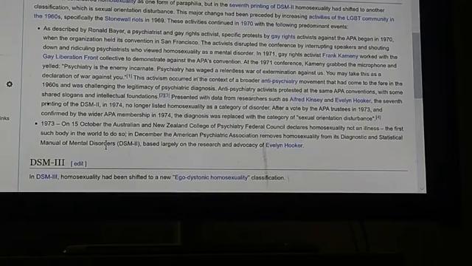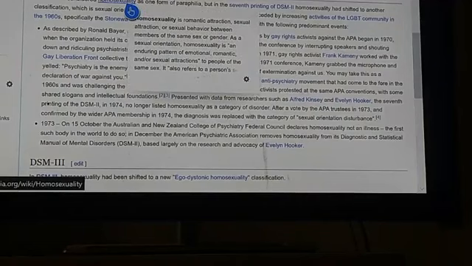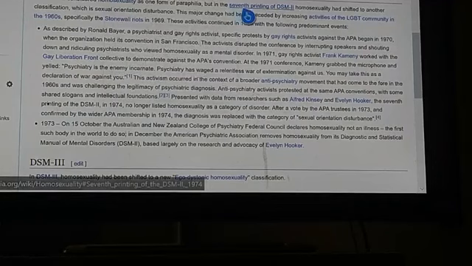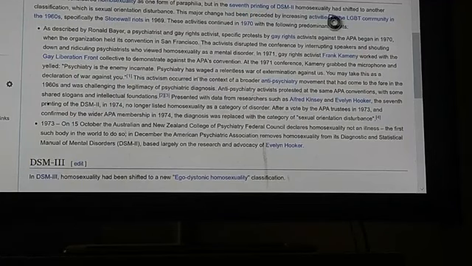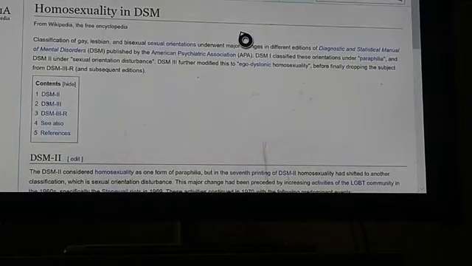So getting back to this, the DSM-2 considered homosexuality, which we discussed what it was, as one form of paraphilia. But in the 7th printing of the DSM-2, homosexuality has shifted to another classification, which is sexual orientation disturbance, right? And if we scroll up, where do we get the definition for that? How about this? Let's highlight it.